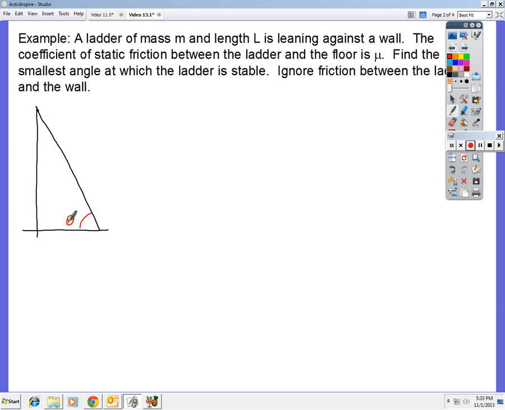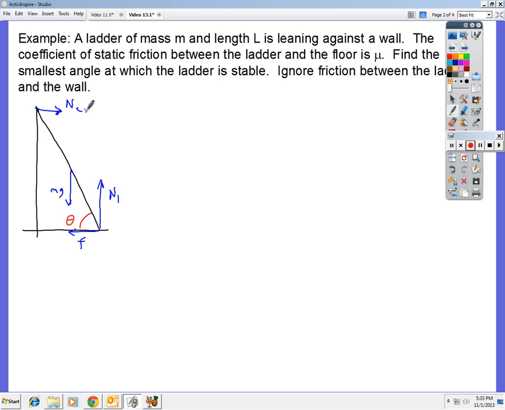So what we need to do is draw all the forces. So we have mg, we have a friction force there, we have N1, we have N2, and to make this problem easier, we're going to ignore the friction between the top of the ladder and the wall. In practice, that is a very small force and isn't particularly important.